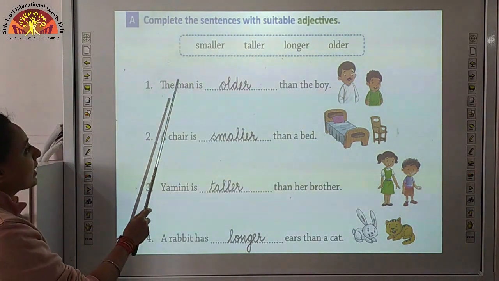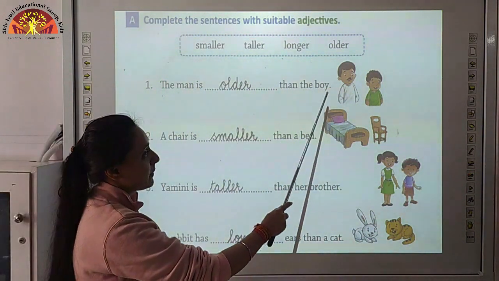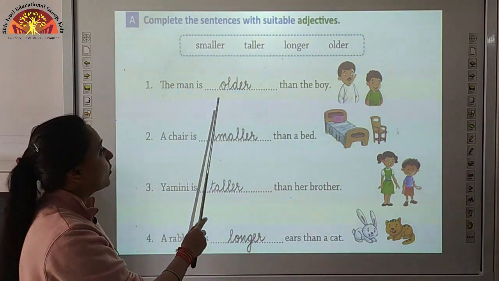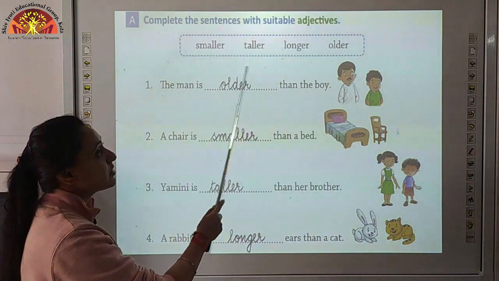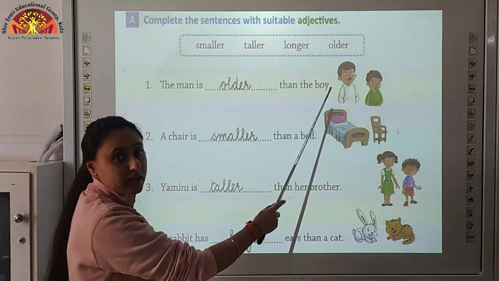Number 1, the man is dash than the boy. So children, you have to compare between man and boy here. So the correct adjective is OLDER. The man is older than the boy. Okay, the man is older than the boy.